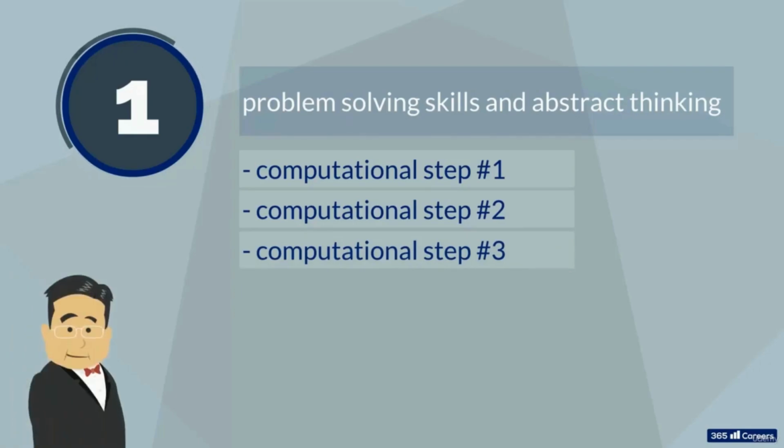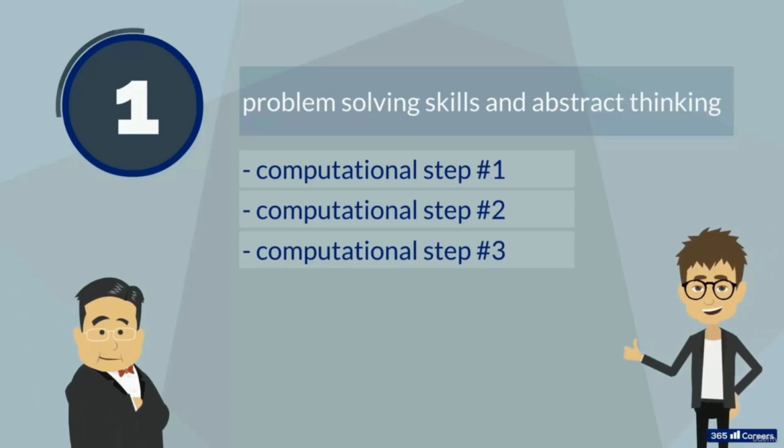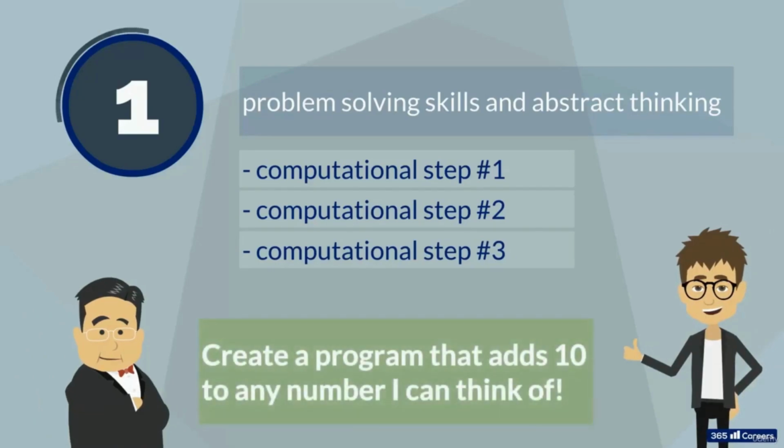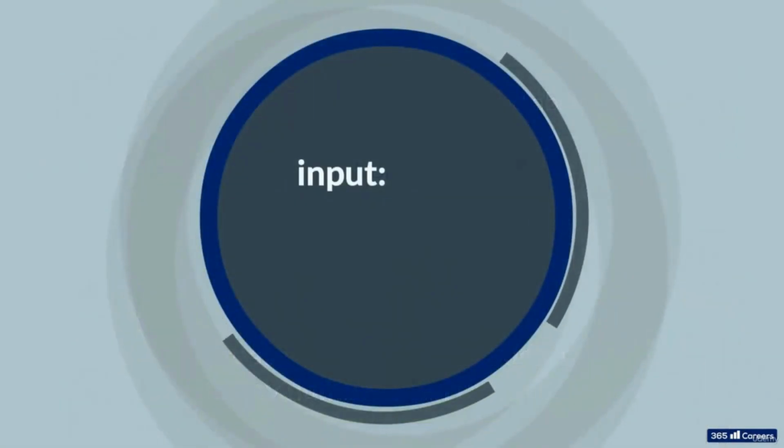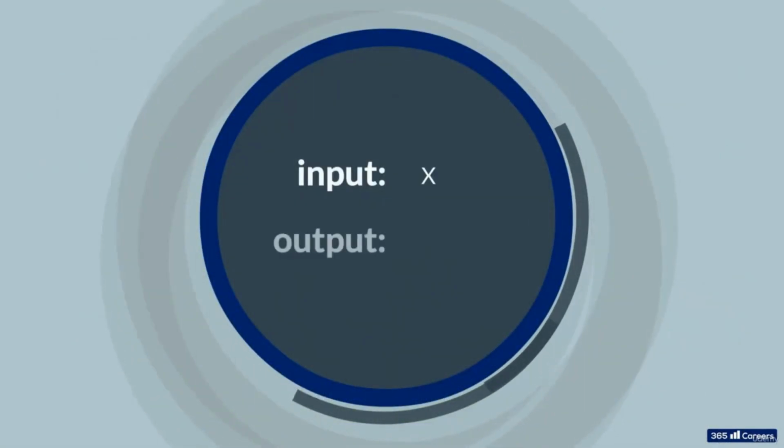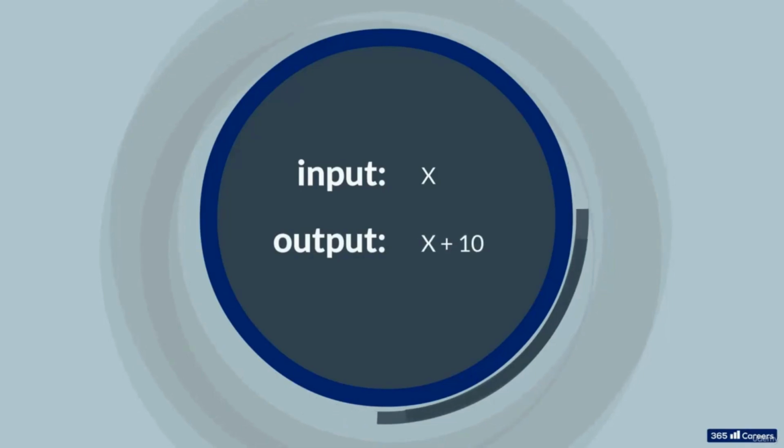For example, John is asked by his boss to do the following. Create a program that adds 10 to any number his boss inputs with the keyboard. The correct reasoning would be, if x is the unknown provided, we need an output of x plus 10.